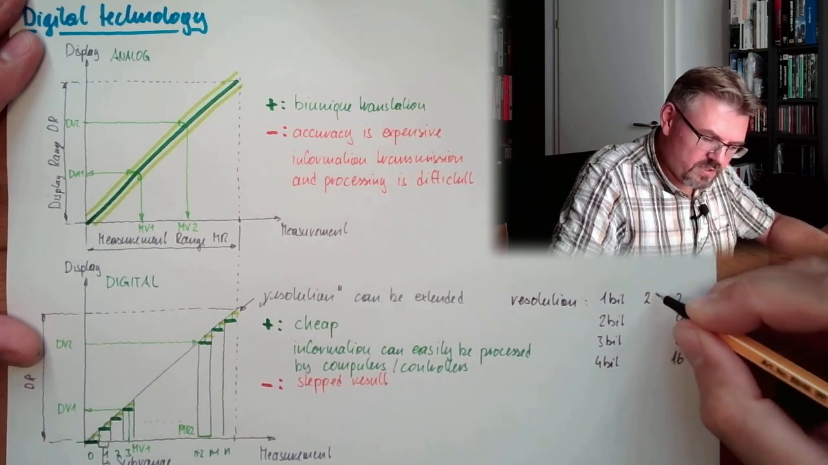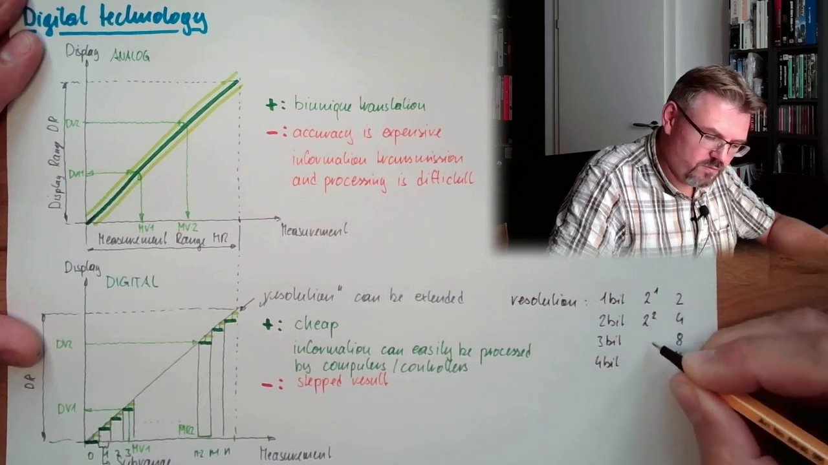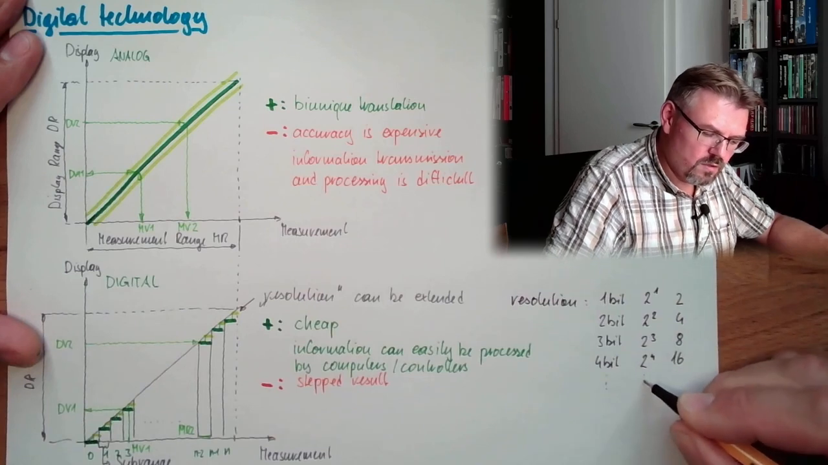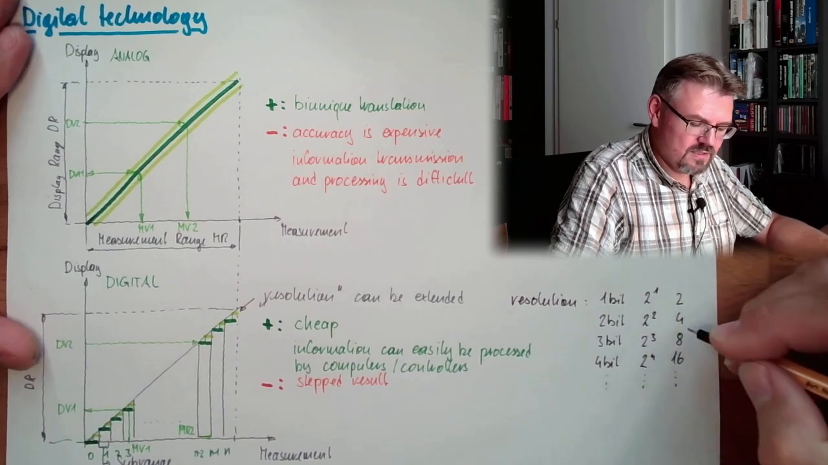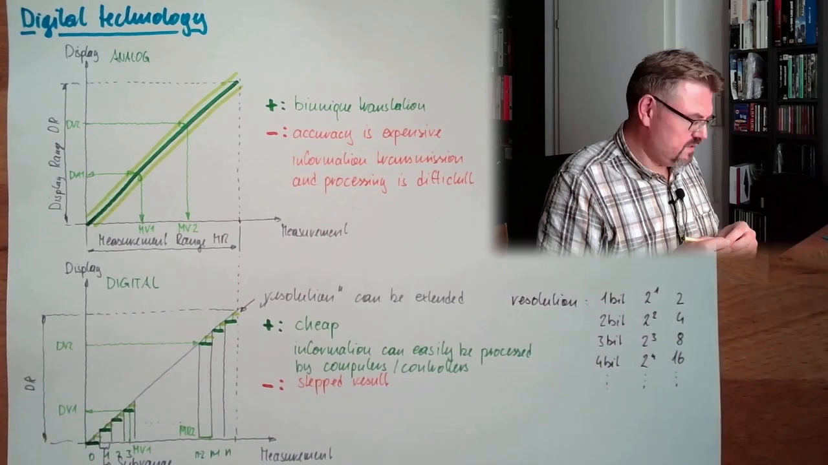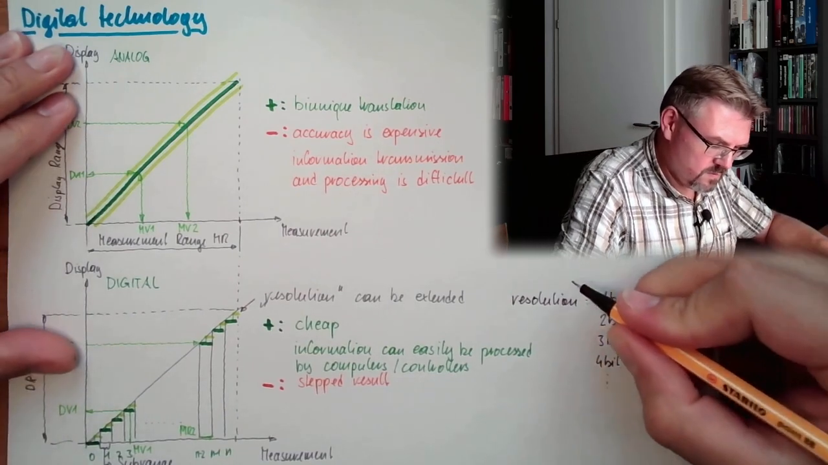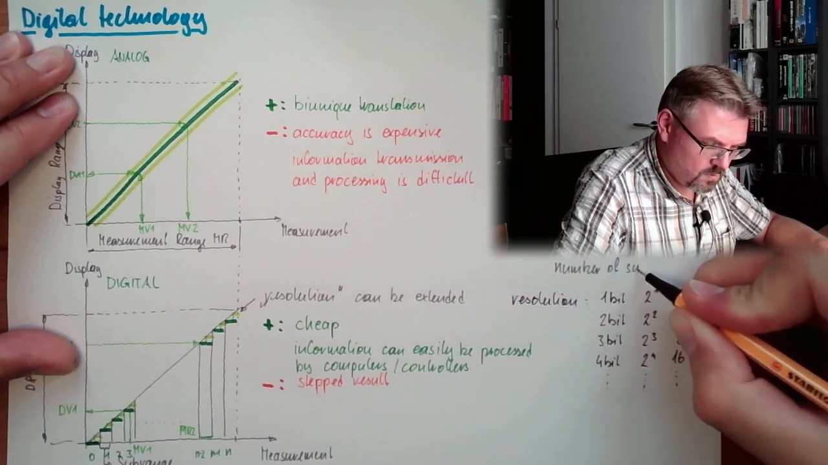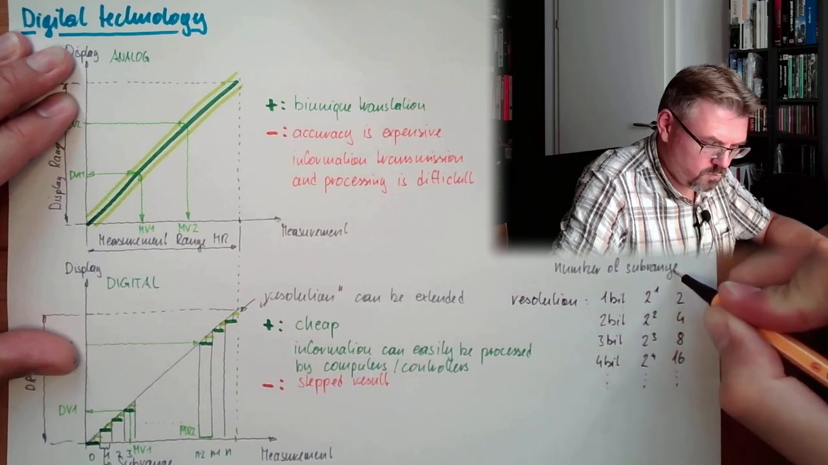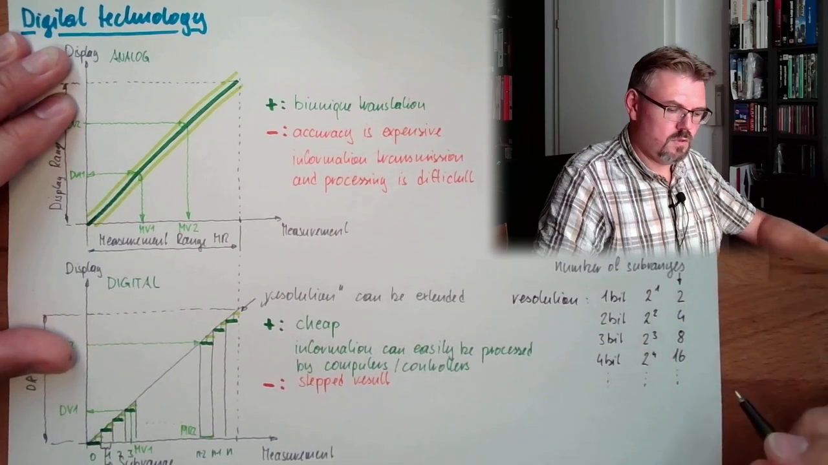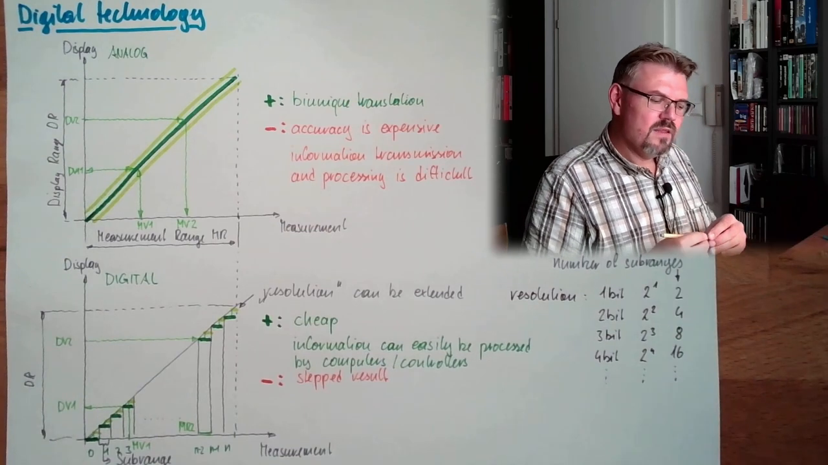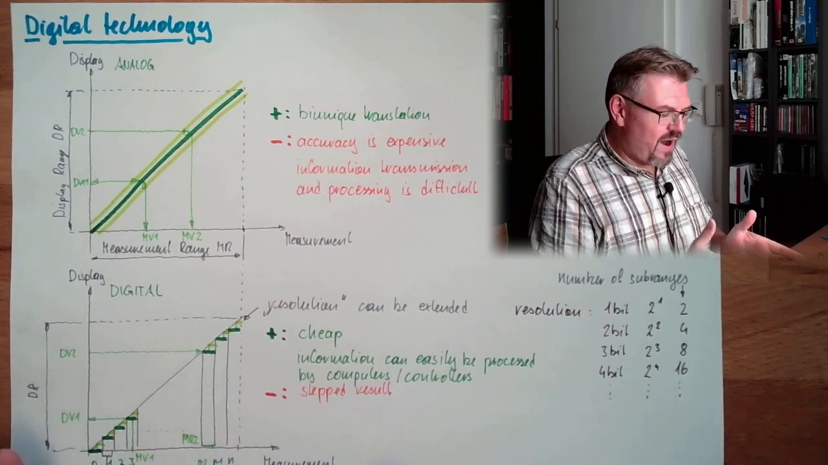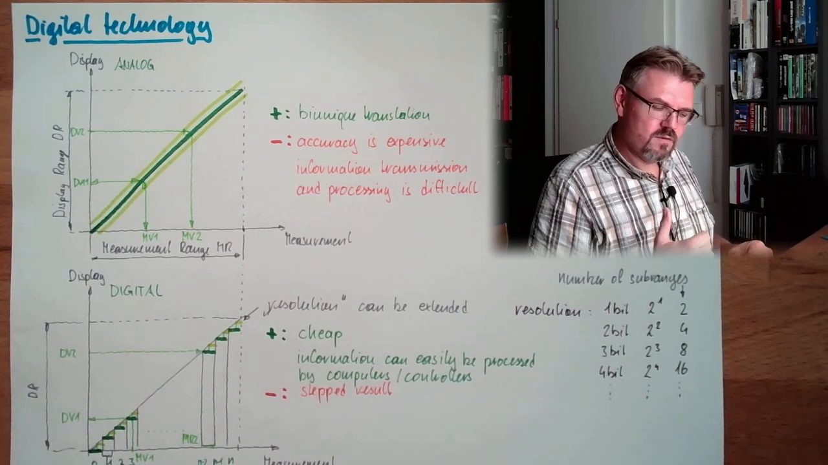This is 2 raised by the power of 1. This is 2 raised by the power of 2. This is 2 raised by the power of 3. This is 2 raised by the power of 4, and so on. So this is the number of sub-ranges. This is given by the resolution. This is what we call resolution: in how many steps we are dividing our measurement range. This is given in bit.